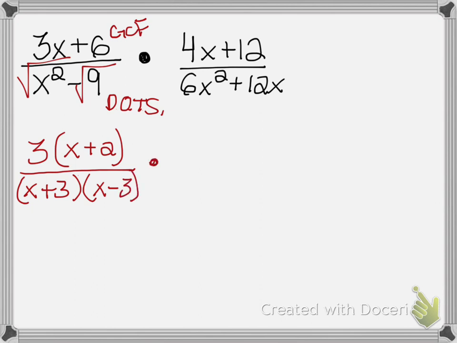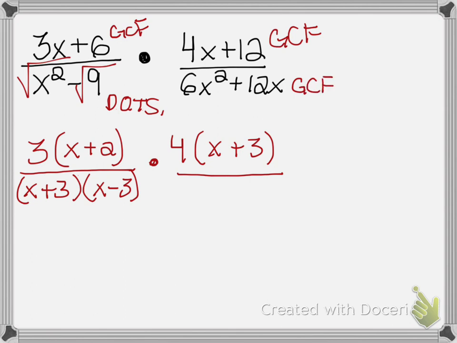In the numerator of the next fraction, I can factor out using GCF, and my GCF is 4. When I factor out a 4, I'm left with x plus 3. And then in the denominator, I can also factor using GCF. And when I do that, my GCF will be 6x. And then that will leave me with x plus 2 in parentheses.